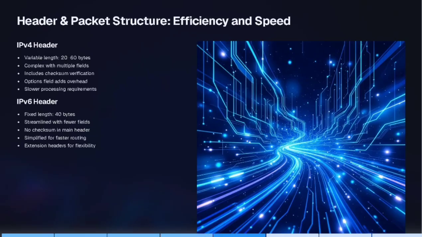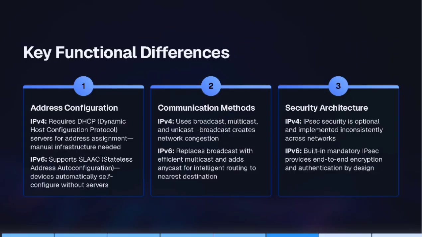Let's talk about the header and packet structure of these two. The IPv4 header requires 20 to 60 bytes with multiple complex fields and includes checksum verification, but it has slower processing compared to IPv6. The IPv6 header is a fixed length of 40 bytes, with no checksum in the main header, and is slightly faster than IPv4, with extension headers for flexibility.